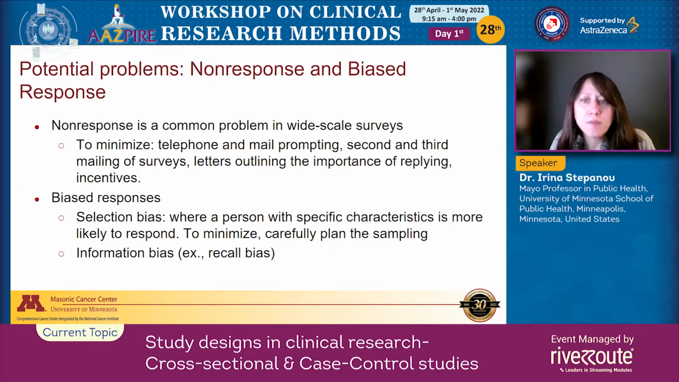Lastly, another type of bias is information bias. And it usually happens when key study variables are measured or collected or interpreted inaccurately. And one good example is recall bias. This is when people may complete a survey about certain exposures, but their memory is not quite accurate.